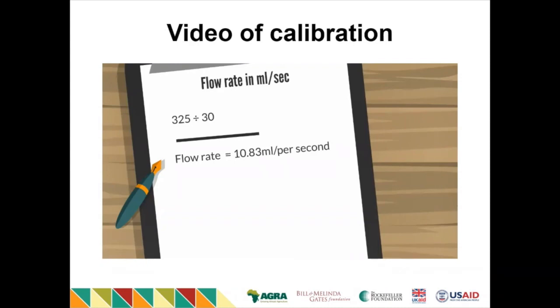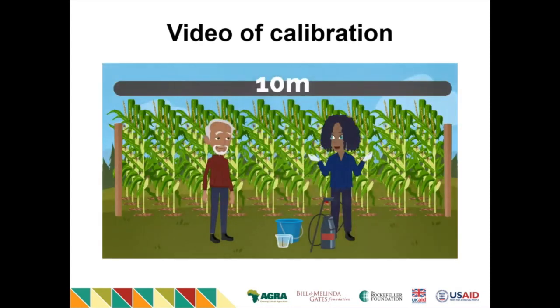To get a flow rate in liters per minute, we multiply the flow rate in milliliters per second by 0.06. This gives us 0.65 liters per minute. Remember the 10-meter strip we marked with the poles at the beginning? What was that for? We'll be using that now for the third step.